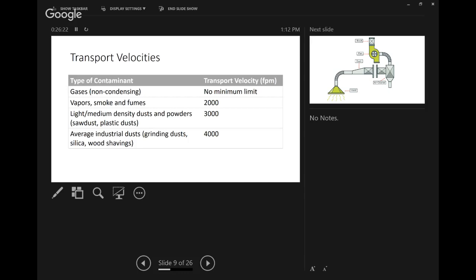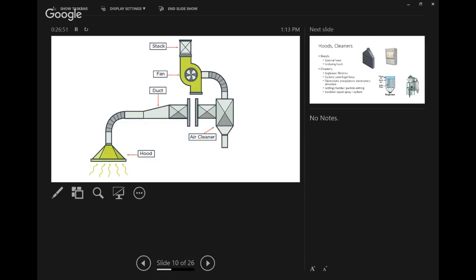Vapors, smoke, and fumes, it jumps up here. It's 2,000 for light or medium density dusts, so sawdust or plastic dust are examples. 3,000 feet per minute, and then other dusts like wood shavings, silica. I imagine these are larger dust particles. Grinding dusts are at 4,000. So that's pretty high. Up to 4,000 feet per minute is pretty high.